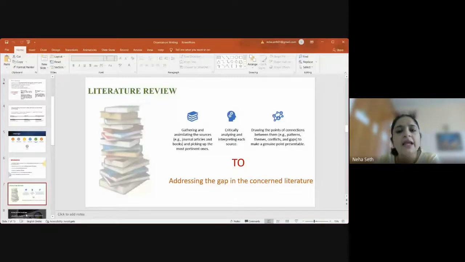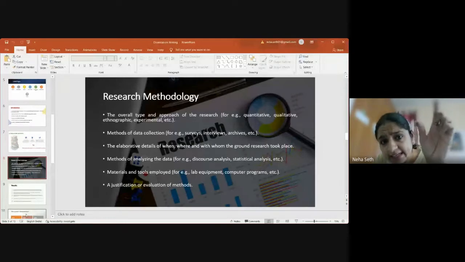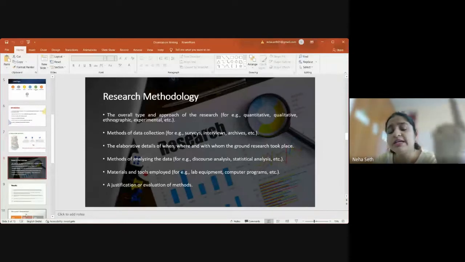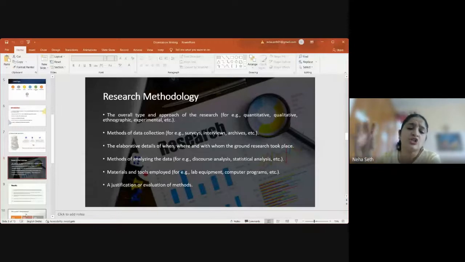Okay, and now to fulfill these assumptions, we will reach our next chapter, that is the research methodology chapter, in which we will define the data that is required to fulfill our objective, and the tools that we are going to use for our research. All these things will be defined in our research methodology chapter. So the overall type and approach of research will be mentioned in this particular chapter.